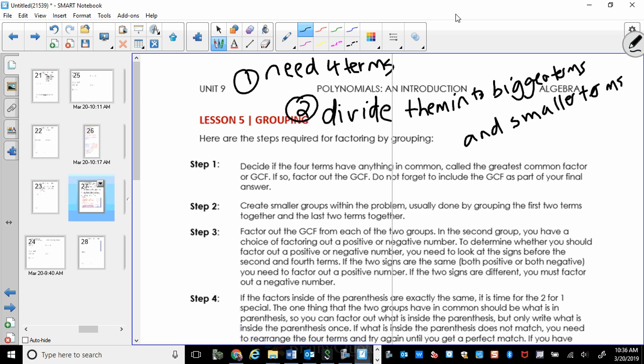So where are you at? Let's see. Let's go to lesson 5. Round grouping.